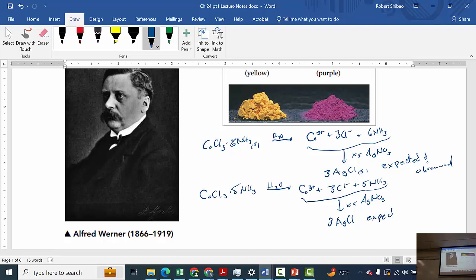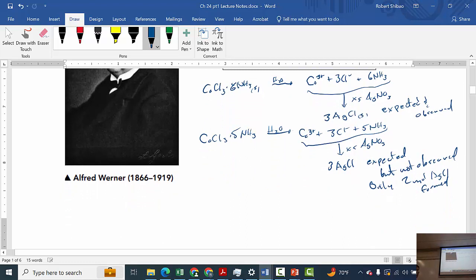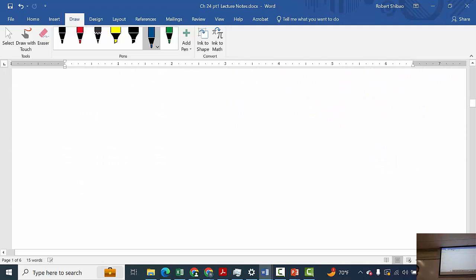So 3 moles of silver chloride are expected, but not observed. Do you know how many moles of silver chloride were observed? Only 2 moles of silver chloride formed. So if only 2 moles of silver chloride formed, what happened to the other mole of chloride? It disappeared? It seemed to have disappeared. And so this was kind of a mystery. It turns out that the structure is more complicated. The structure is more complex.